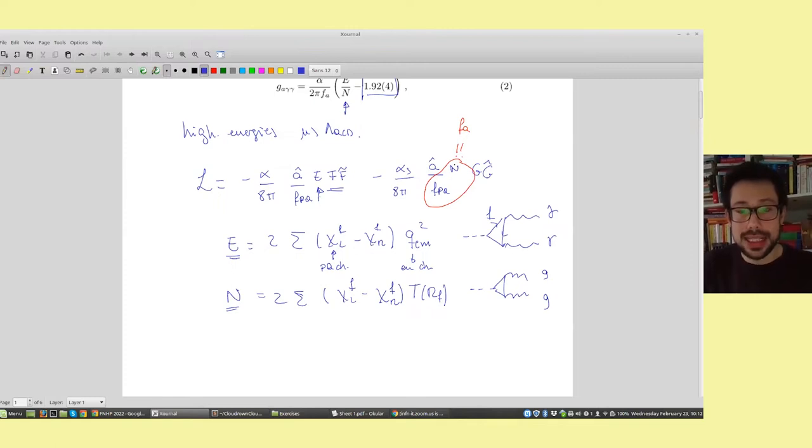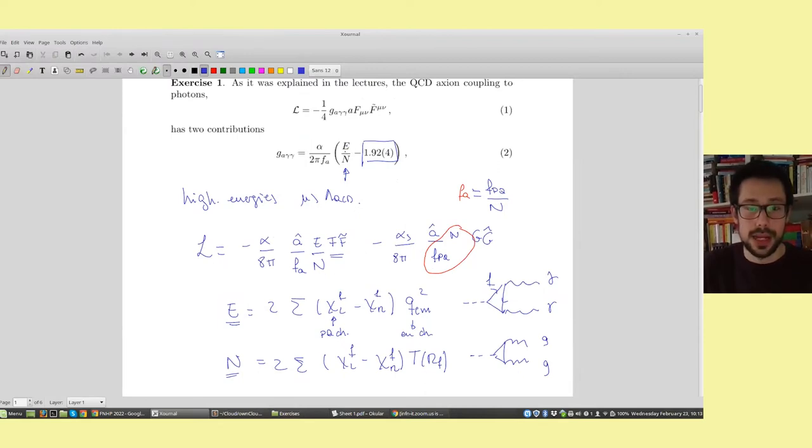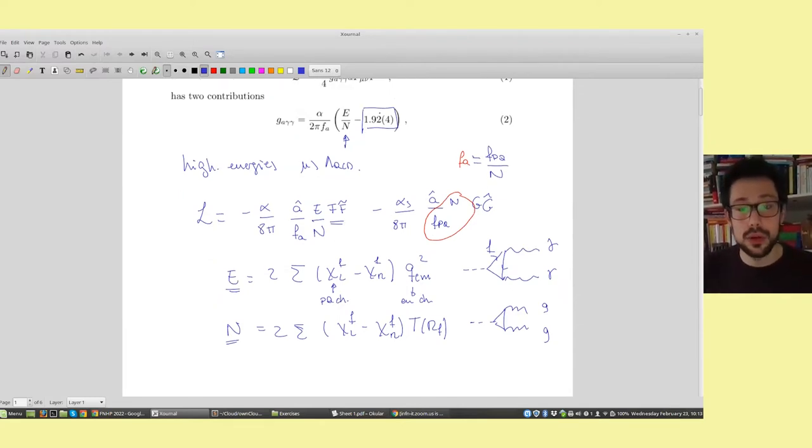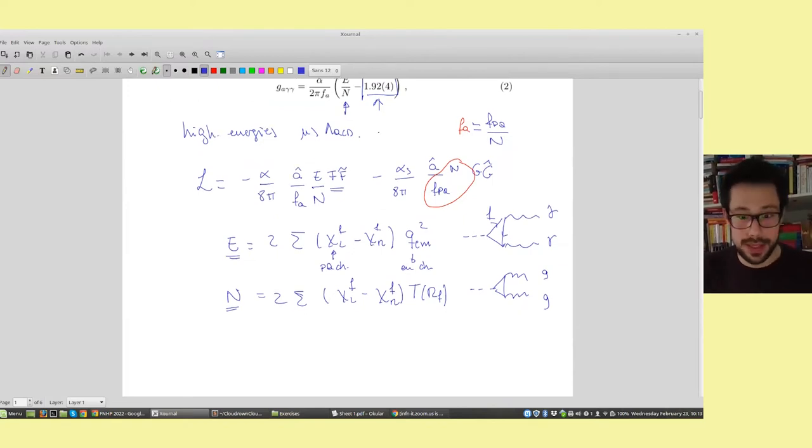Now, once we have E and N, as I was telling you, it is common to define that N over FPQ, so this would be the other way around. So it's common to define, so this is wrong, so it's common to define that FA equals FPQ over N. So if we re-express the coupling to photons in terms of this FA, what happens is that here we remove this FPQ, we put FA, and then instead of E, we will have E over N, okay? And this is why here the axion coupling to photons depends on both the electromagnetic anomaly and the color anomaly. Okay, so this is the first part of the axion coupling to photons. But now the exercise is asking us how to compute this other contribution. Okay, and this other contribution, as we will see, is model independent.